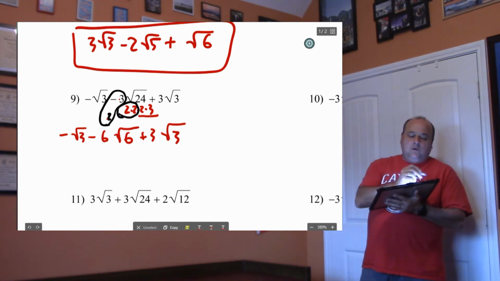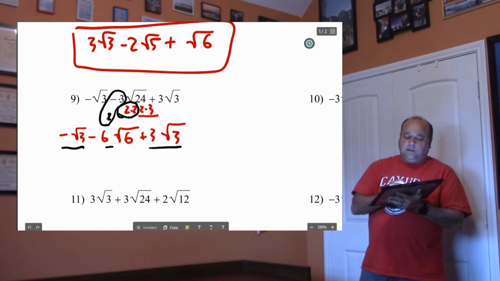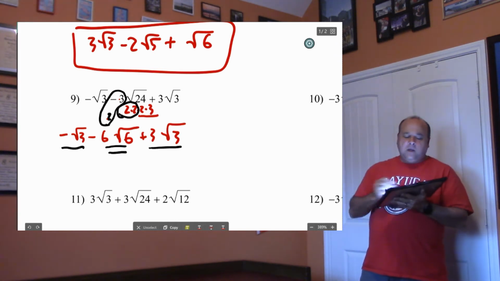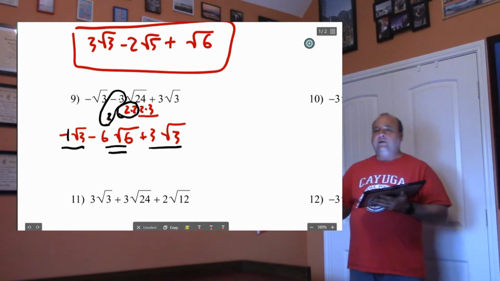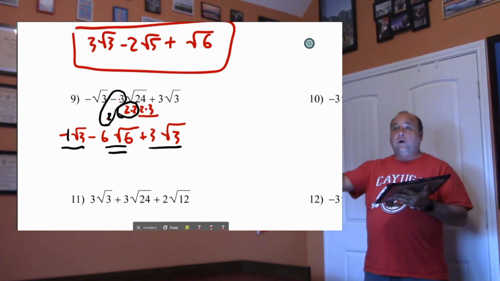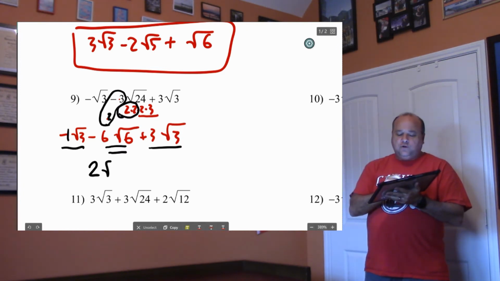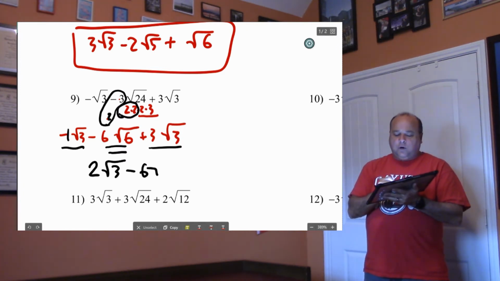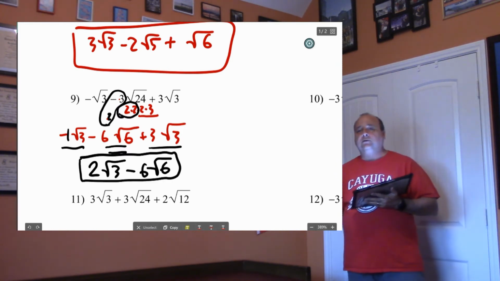Now then, I'm going to single underline the square root of 3's and double underline the square root of 6. Notice this 3 has a 1 right here, doesn't it? So my single underlined coefficients are negative 1 and 3, right? Negative 1 plus 3 is a positive 2, square root of 3, and the square root of 6 just drops. So this right here would be my answer.